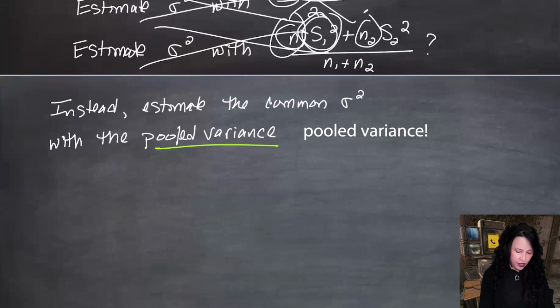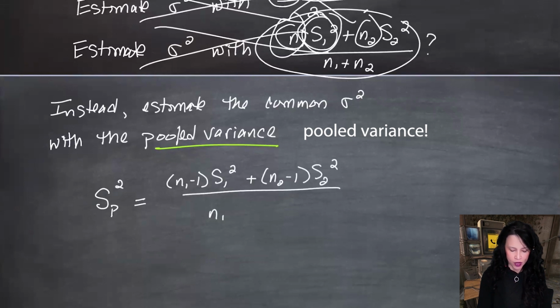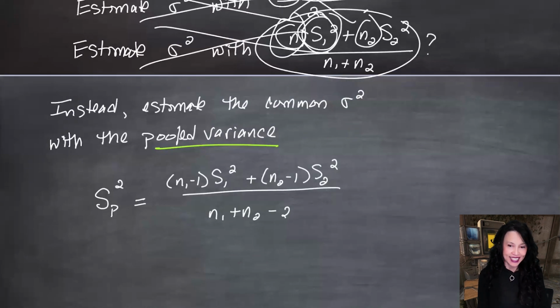And we're going to call it S_p squared for pooled variance. It's going to be almost like this, but we're weighting it just a little bit differently. We're going to use (n1 minus 1) s1 squared plus (n2 minus 1) s2 squared over n1 plus n2 minus 2, which is the sum of those two coefficients in the numerator. Why are we doing this?